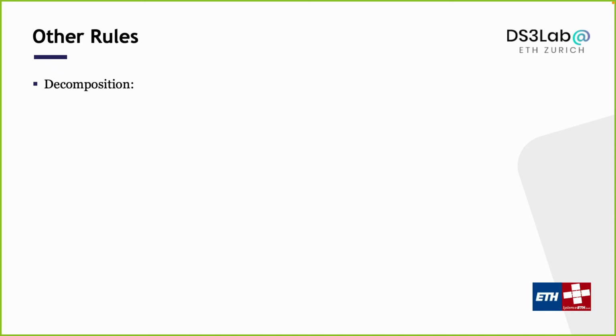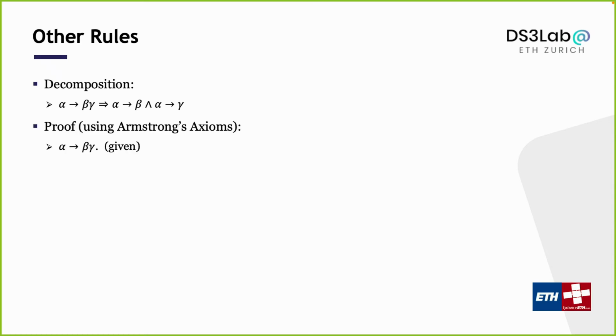And there are other rules. There's another rule called decomposition that looks like this. It says: assuming you have alpha decides beta gamma, that implies alpha decides beta and also alpha decides gamma. So again, this one is relatively simple to prove.